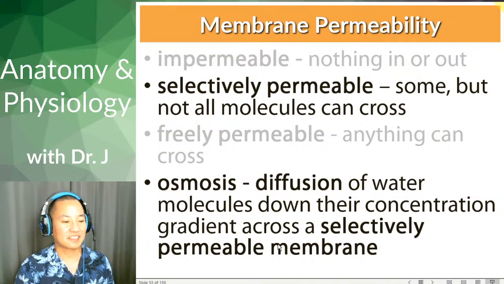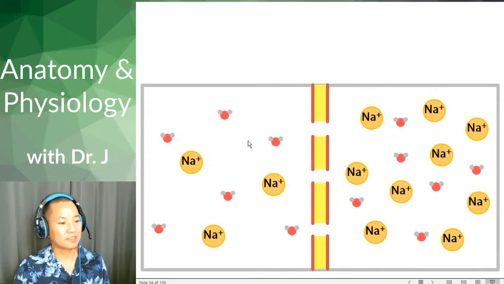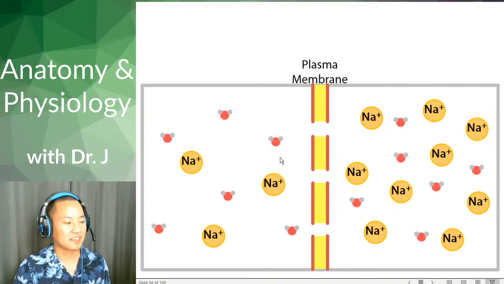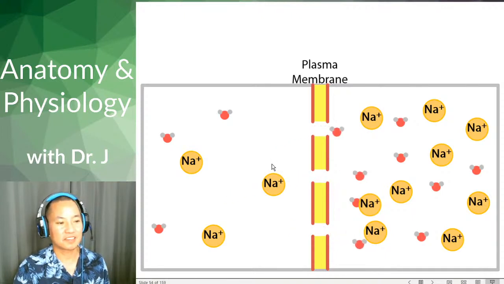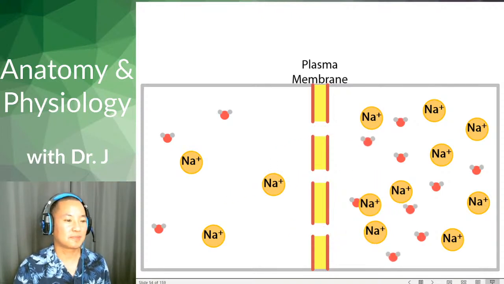This is why you have to understand selectively permeable. If you don't understand selectively permeable, you have a hard time understanding osmosis. This is a plasma membrane. Without the addition of additional ion channels, sodium has a hard time passing through the plasma membrane due to its charge. But water molecules, due to their small size, can freely pass through the plasma membrane to an extent.